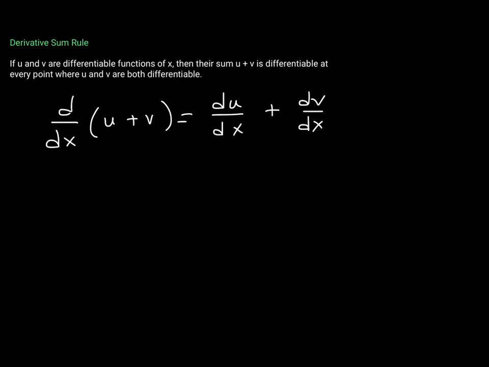All right, this next rule is the sum rule. And it basically says that the sum of two differentiable functions is the sum of their derivatives. So the derivative of a sum is equivalent to the sum of the derivatives. It says here, if u and v are differentiable functions of x, then their sum, u plus v, is also differentiable at every point where u and v are both differentiable. I like to say it like this: the derivative of a sum is equivalent to the sum of the derivatives.